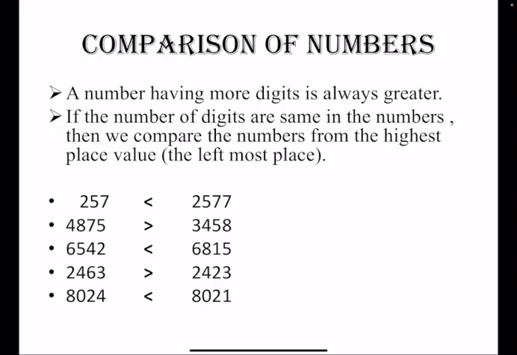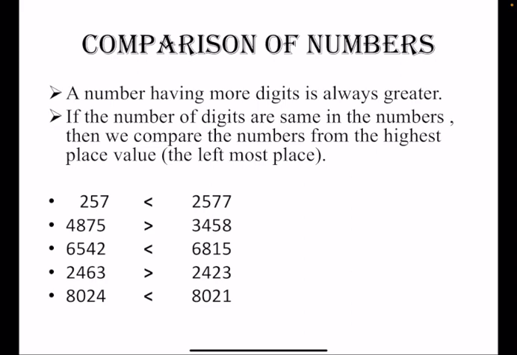Then we have another set of two numbers, 4875 and 3458. Now we will start comparing from the highest place, from the leftmost place, that is thousands. So in the first number it is 4000 and in the next number it is 3000. So naturally 4000 is bigger. So 4875 is bigger than 3458.